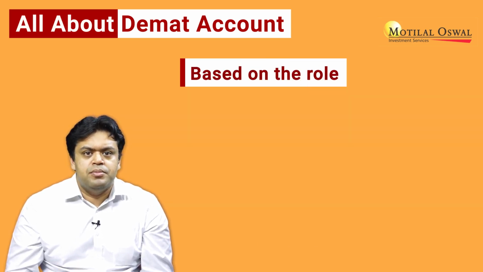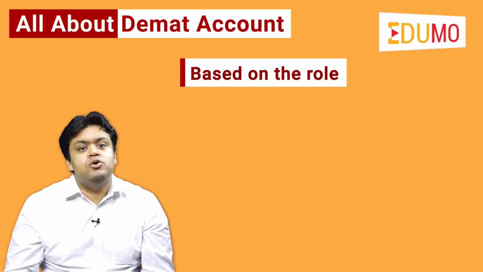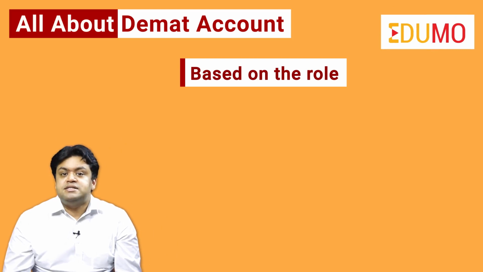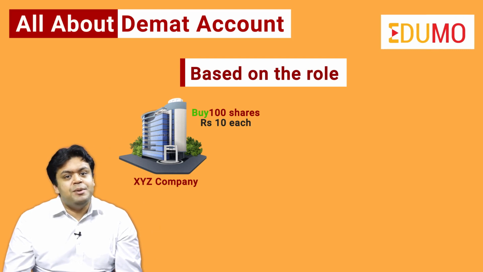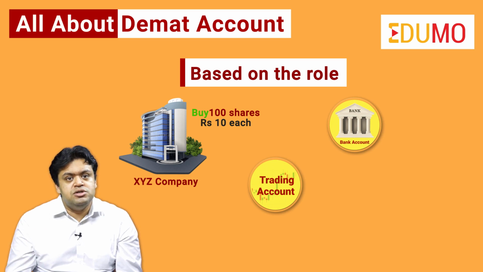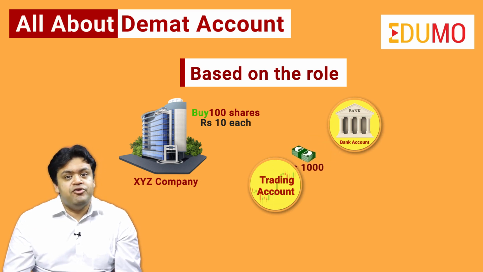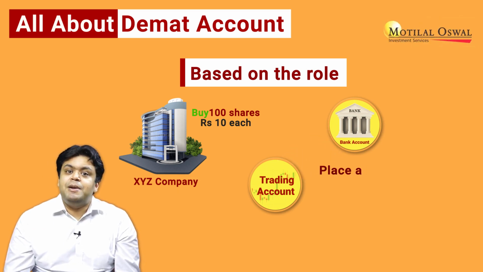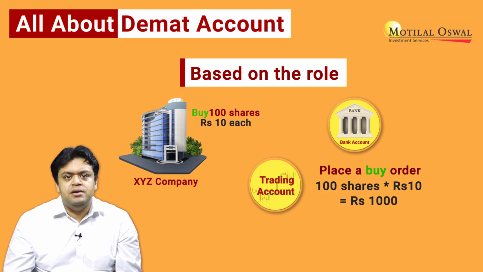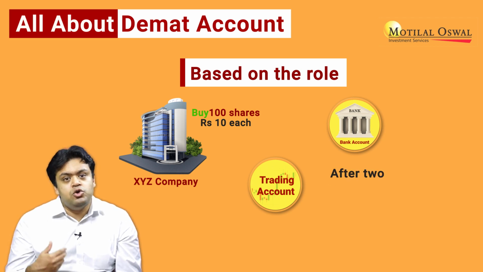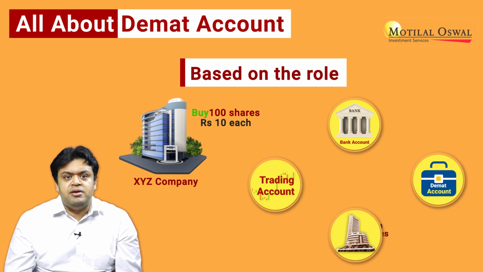Based on the role, let us understand this point by using an example. Suppose we want to buy 100 shares of, say, XYZ company of rupees 10 each. First of all, we need to transfer rupees 1000 from our bank account into our trading account. When we place a buy order to buy 100 shares, then rupees 1000, that is 100 shares multiplied by rupees 10, is debited, and after 2 working days, the shares are credited in our Demat account.